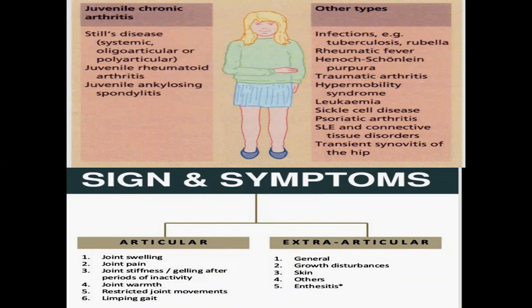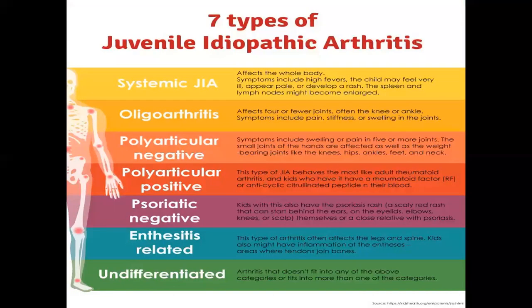Other types include infectious causes such as tuberculosis, rubella, and rheumatic fever, Henoch-Schönlein purpura, traumatic arthritis, hypermobility, sickle cell disease, psoriatic arthritis, SLE, and connective tissue disorders, with transient synovitis of the hip. Signs and symptoms of juvenile idiopathic arthritis: we have articular and extra-articular manifestations. Articular: joint swelling, joint pain, joint stiffness and gelling after a period of inactivity, joint warmth, restricted joint movement, and limping gait. Extra-articular: general manifestations, growth disturbance, skin, others, and enthesitis, which is inflammation where the tendon and ligament attach to the bone.